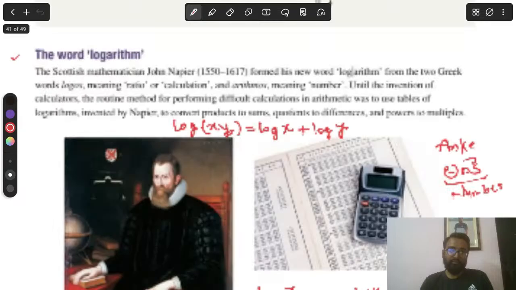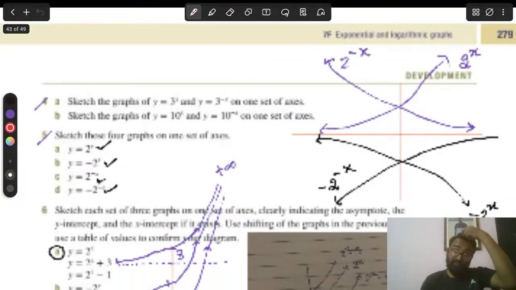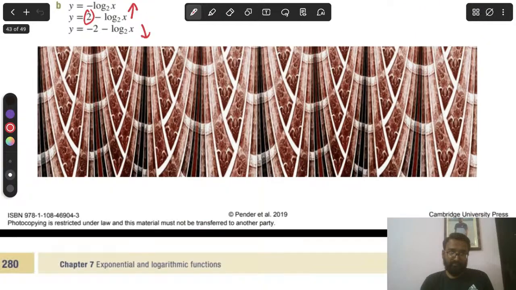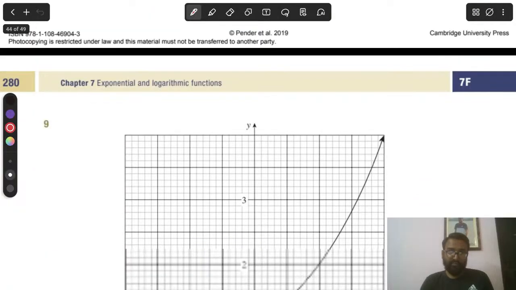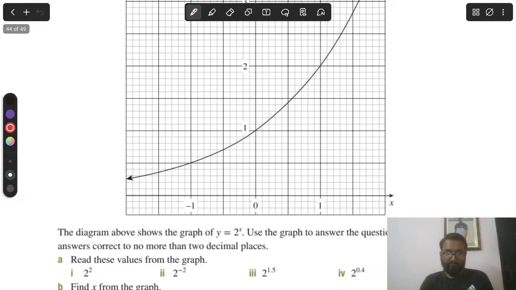So we have done logarithms. We have almost done 7F. So there is a ninth problem. The graph has been given. This is a graph of y equals 2 power x. Read the values from the graph. Use the graph to answer the question below, giving your answers correct to no more than 2 digits. Okay. Read these values from the graph.